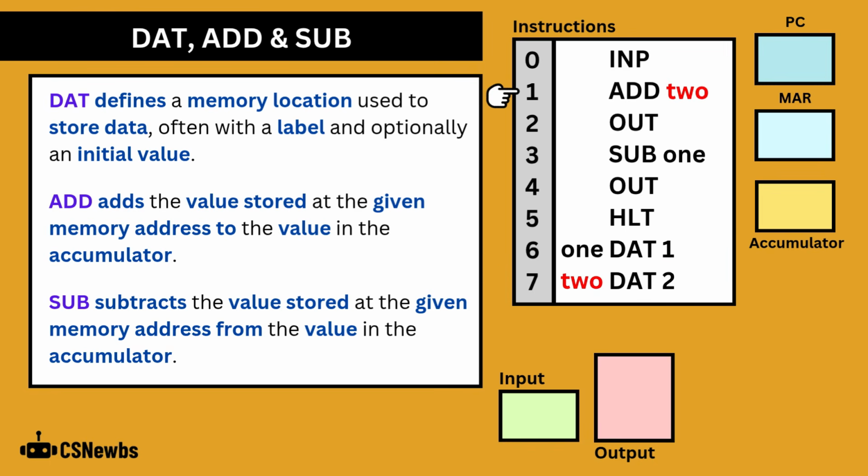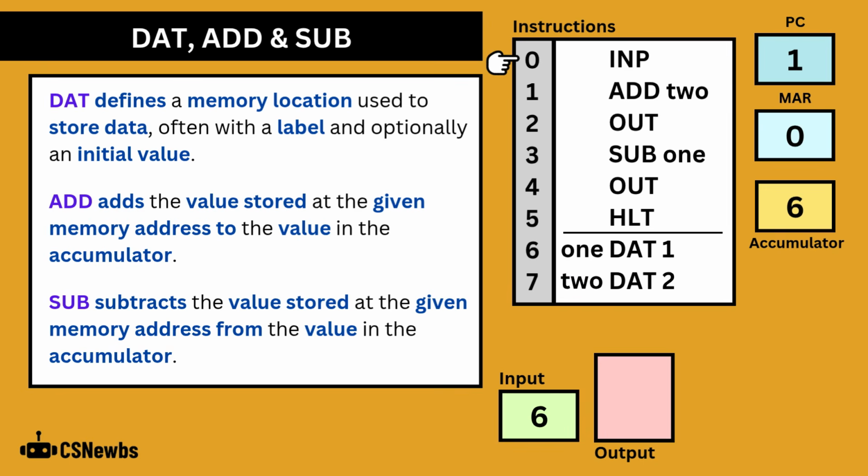It's important to know that LMC uses a direct addressing mode. We'll look at the 4 addressing modes in the next video in 2.4d. Direct addressing means that mnemonics like ADD and SUB use the memory address of where the data is stored rather than an immediate value.